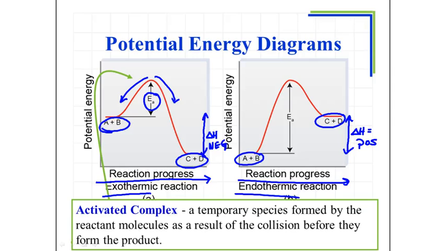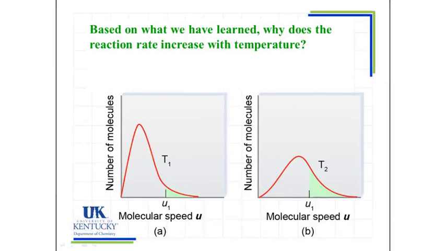Okay, so let's go back to thinking about collision theory. Molecules have to collide for the reaction to occur. You get more molecules, you get more collisions, but they also have to collide with enough energy to get over this mountain. So if they collide and they don't have enough energy, they just are A and B still. But if they collide with enough energy to get over the mountain, then you form products. So based on what we know at this point, why does the reaction rate increase with temperature?